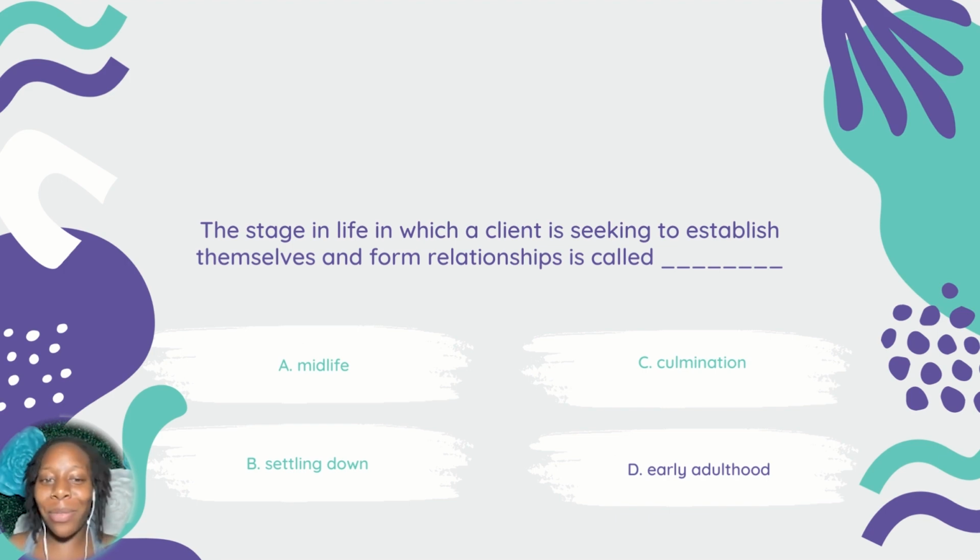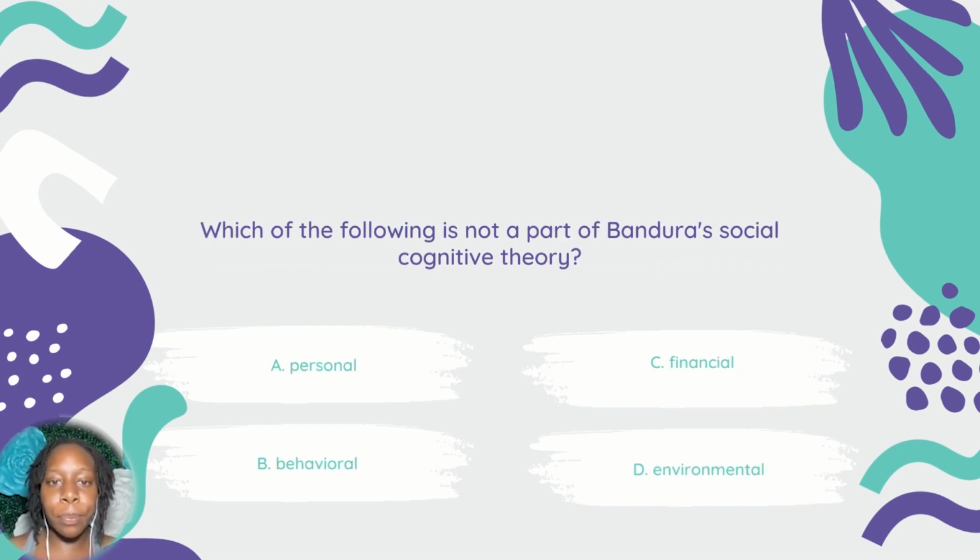So midlife equals settling down. That's what that is. All right. And then culmination, that usually happens right before the last adulthood transition, right before. All right. And if you don't know what this question is coming from, you want to look up Levinson's Seasons of Life. That is where this information is coming from.